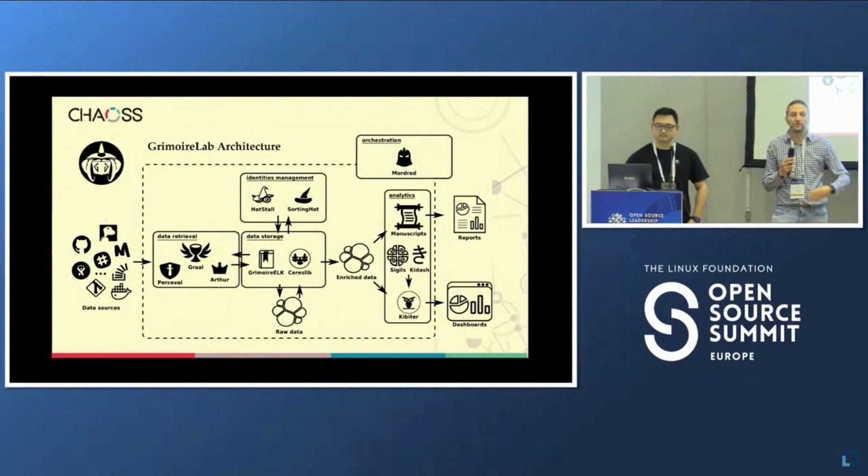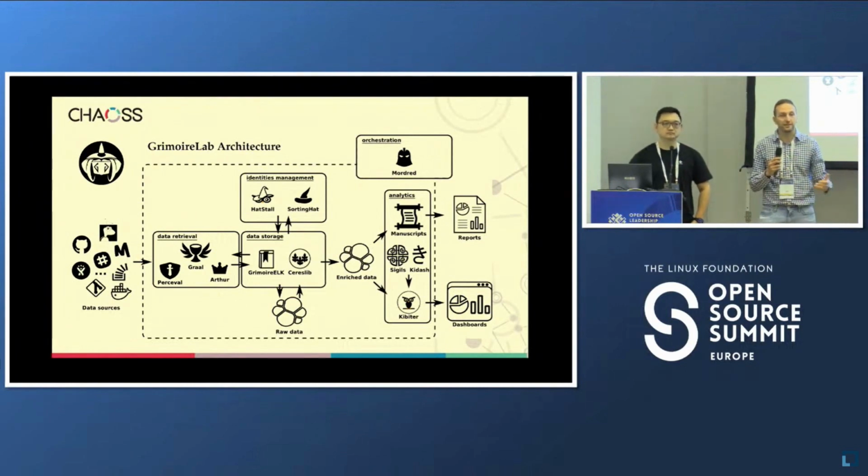Raw information, as this is coming from the original data source, and then enriched information, which is one of the advantages of using GrimoireLab: you have information much closer to the business layer, let's say, of software development, right? So this is more or less the thing. And then at the end, of course, you can have reports, visualizations, etc.